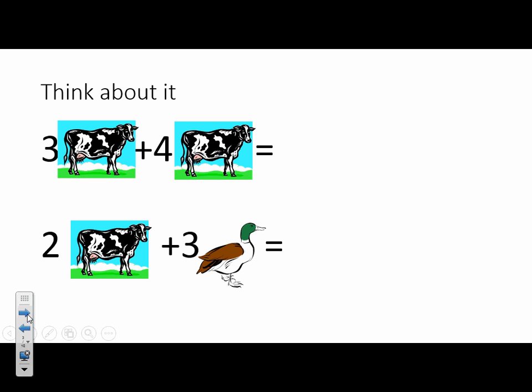And we've already talked about how important it is when you add or subtract things to be talking about the same thing. So like 3 cows plus 4 cows or 2 cows plus 3 ducks. We know that we have to be talking about the same thing. So we have to make sure that they have common denominators, like terms, whatever you want to call it in algebra. We need to be speaking about the same thing in order to add or subtract them together.